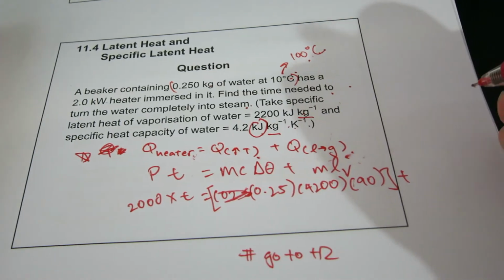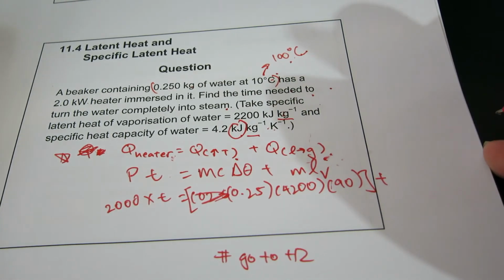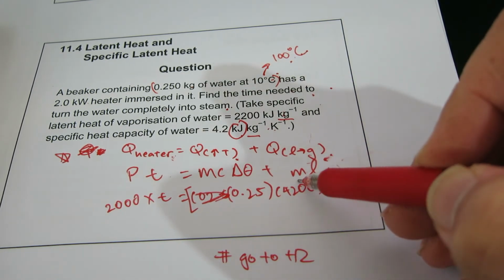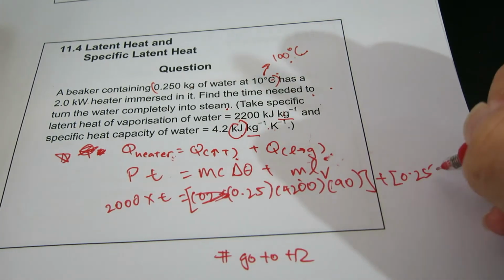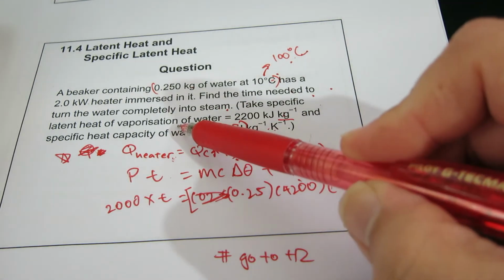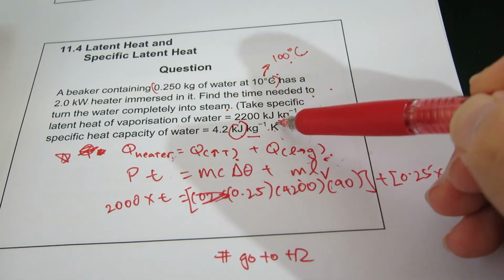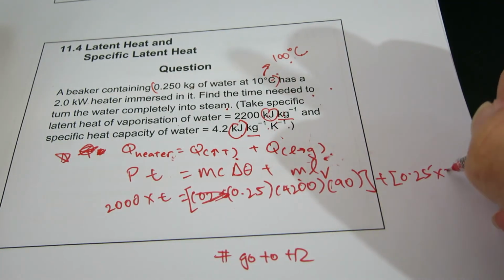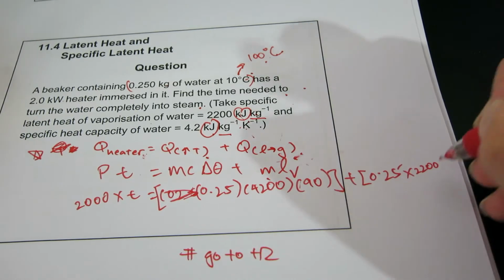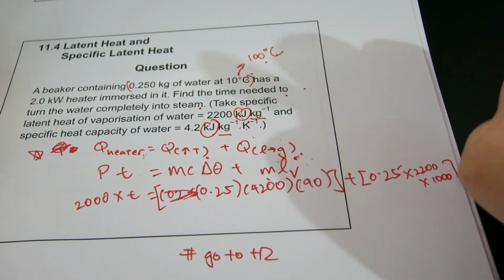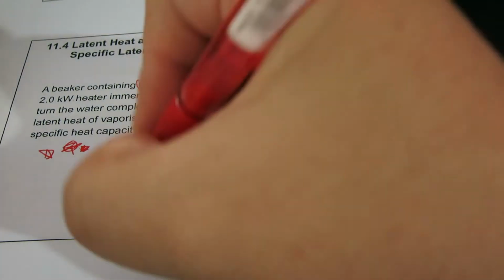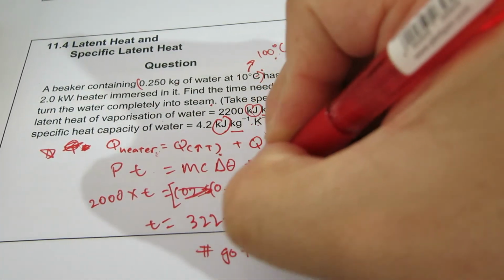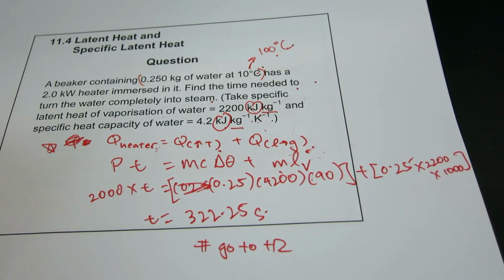Then you need to calculate the energy required to change the state of the water. So again, mL_v, mass is 0.25 kilogram. Then you multiply by the specific latent heat of vaporization, which is actually 2200, but it's kilojoules again, so be careful. So what you are looking at is 2200 multiplied by 1000. Alright, do your calculation and you get that the answer is 322.25 seconds.